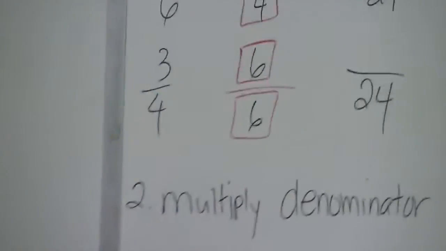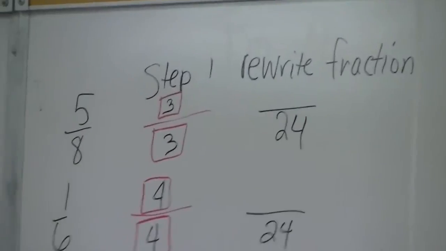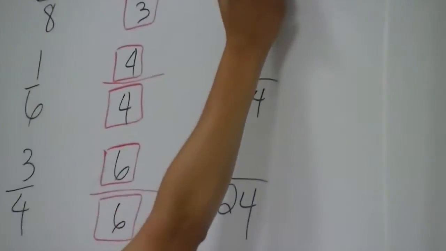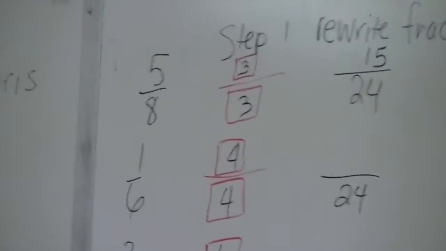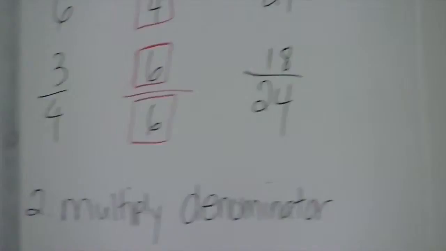So 5 times 3 equals what? 15. Who said that? Jonah, 15? 1 times 4 equals what? Brian? 4. 3 times 6 equals what? 18. 3 times 6 equals 18.